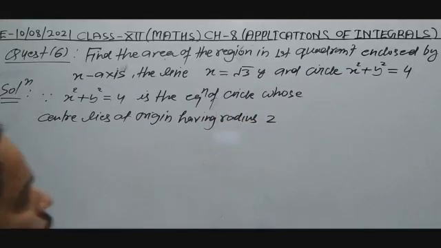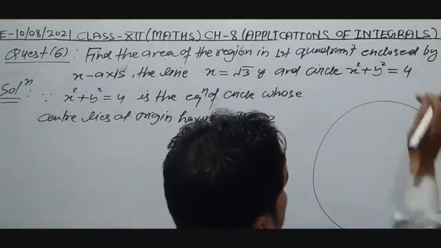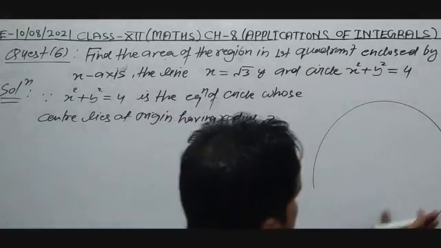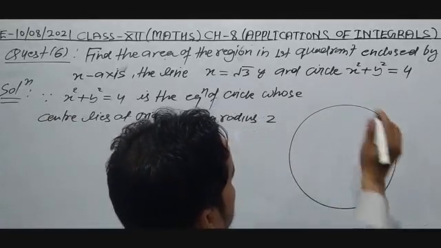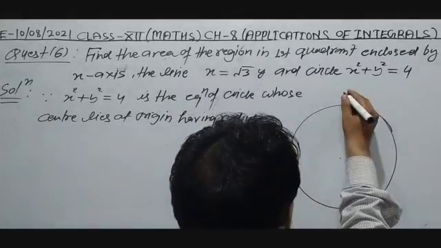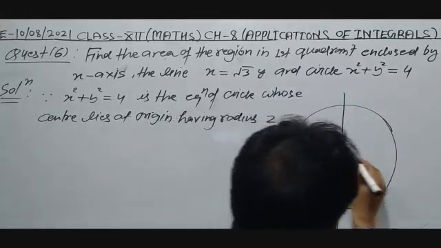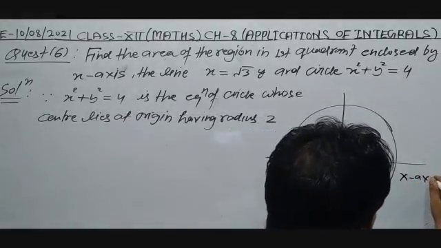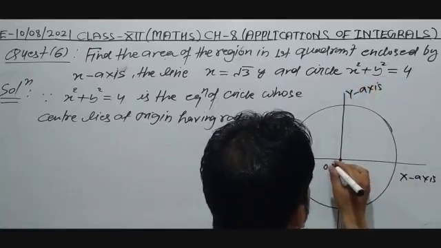Now see, suppose this is the circle. I have drawn a great circle. This is the circle, the equation of circle whose center lies at origin. This is x-axis. This is y-axis. And this is origin.